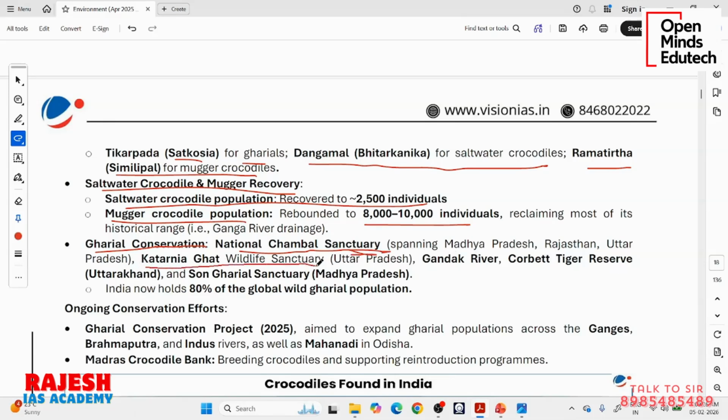Katarniaghat in Uttar Pradesh, Katarniaghat Wildlife Sanctuary. Gandak River, Corbett Tiger Reserve in Uttarakhand. Okay, Son Gharial Sanctuary in Madhya Pradesh. There is a Son River. So India holds 80% of the global wild gharial population. 80% of the gharial population is in India.